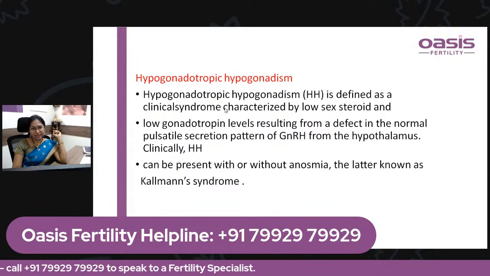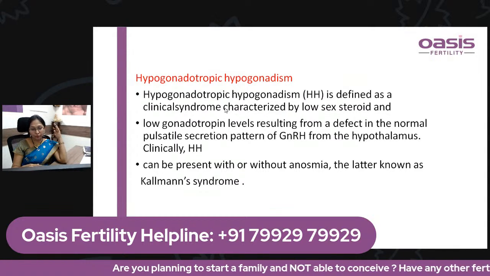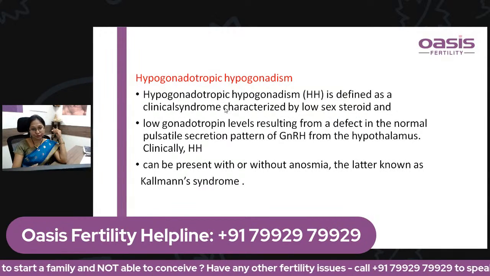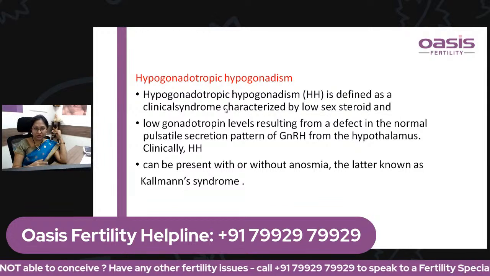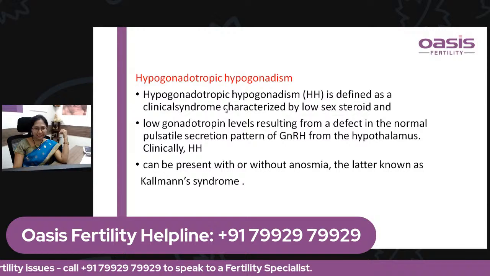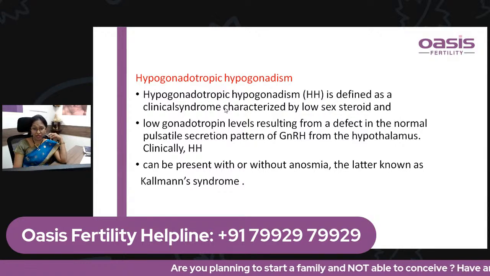The next one will be hypogonadotropic hypogonadism. In this, all the patients will have low gonadotropin levels. That means all the hormone profile, FSH, LH, and testosterone, will be very low in these patients. And in the semen analysis, there will most likely be azoospermia. These patients can present in two types, with or without anosmia.